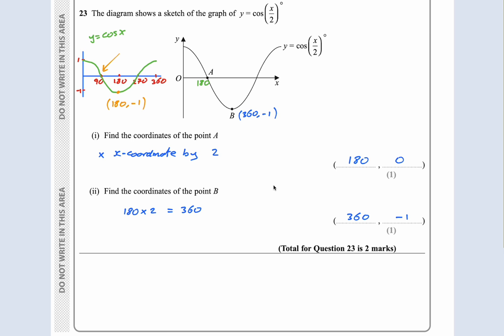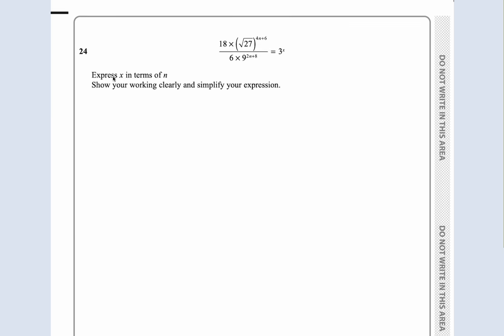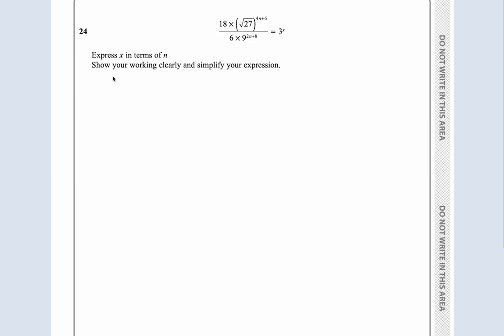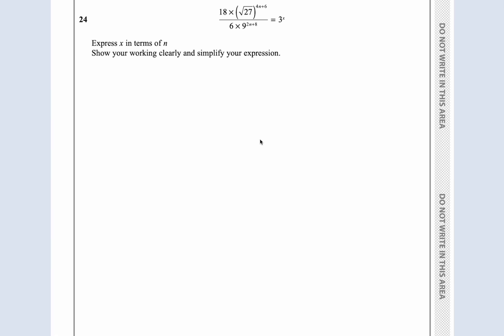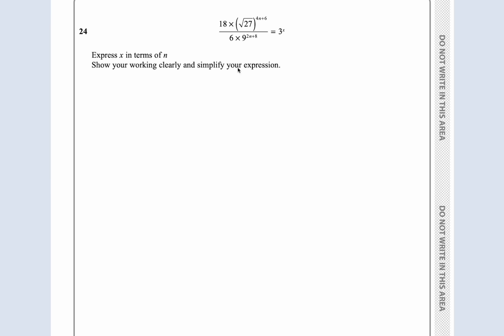Okay, 2 marks, guys. That's not easy, but you do need to know what the cosine and sine graphs look like. Finally, this is question 24, last question. Okay, we have something that looks pretty horrible. We have a page to do it. It's only worth 3 marks, unfortunately.